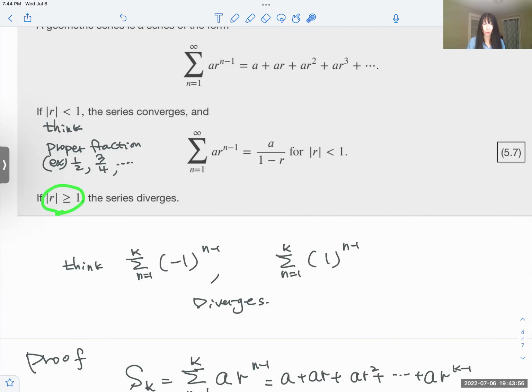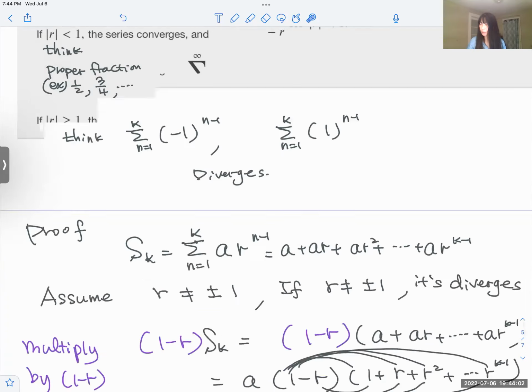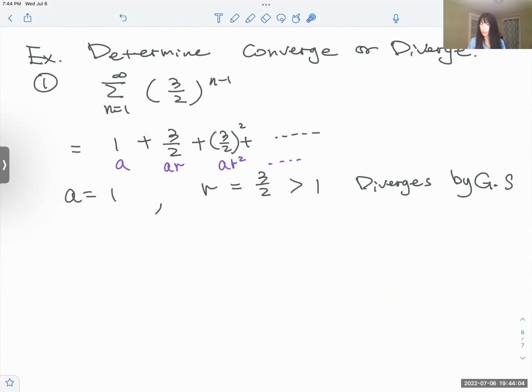If R is greater than 1 or equal to 1, the series diverges. So we say that by the geometric series, it diverges. Okay, second one, we have a very similar one.